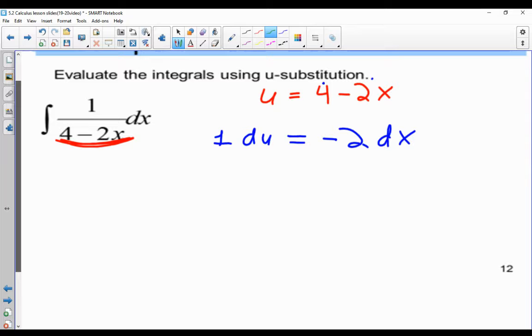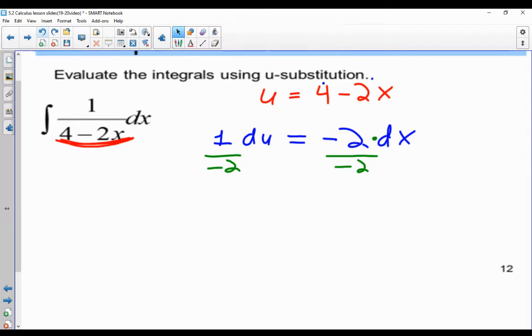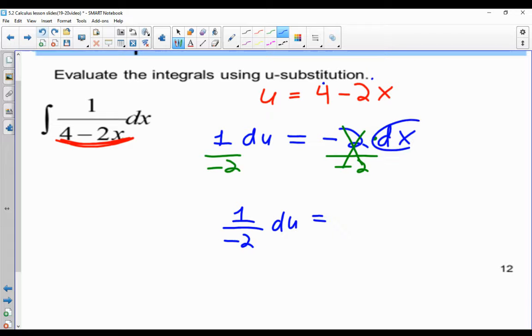Now, real quick, you probably recognize that this equation has negative 2 dx. We don't have a negative 2 dx. We just have a regular, normal dx, which means I've got to get rid of this negative 2. And since the negative 2 is being multiplied, the opposite is to divide. So I'm going to divide that on both sides. That's going to leave me with negative 1/2 du, all equal to dx.